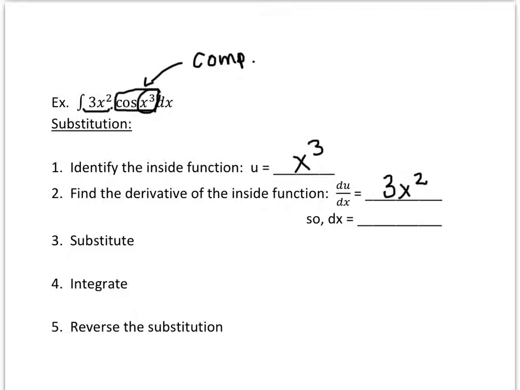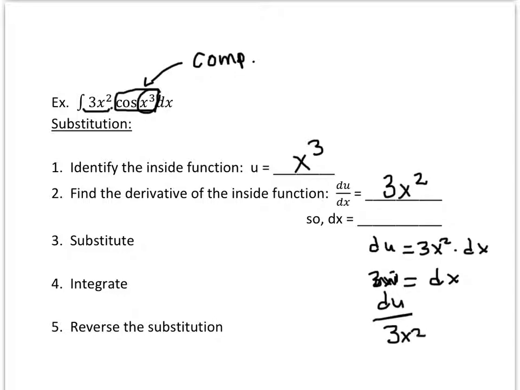Then I'm going to solve for dx. The reason I solve for dx is because dx is in my original question. This u and du business is not there. If I solve that little equation for dx, I know that du equals 3x squared times dx. So dx is 3x squared, no, that's wrong, it is du divided by 3x squared. So dx is du divided by 3x squared.